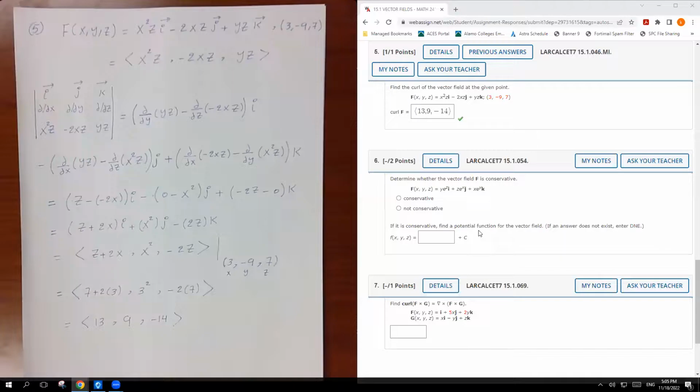You're going to do the same thing with example 6. I'm not going to solve this one because you're going to get exactly the same thing, the same variable, the same number. So check if you can find whether it's conservative or not. For number 7, let's check how we're going to solve number 7.